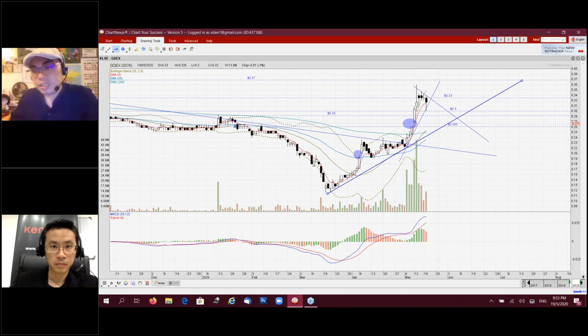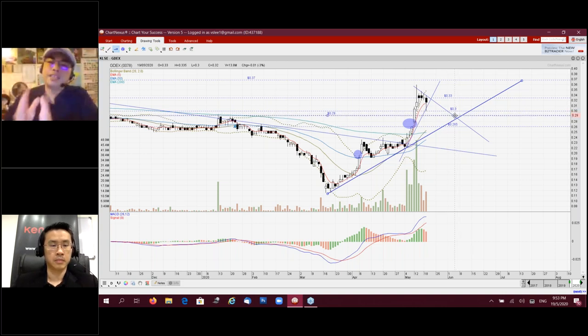If this is Wednesday, Thursday, Friday, Monday, Tuesday, Wednesday, then Thursday you will most likely be looking at about a 29 cents break. If next Thursday it is at 29 cents and above, not bad. This counter is tradable. Okay, GDAX, go ahead. There is much more potential, but provided they close the 26 and a half.